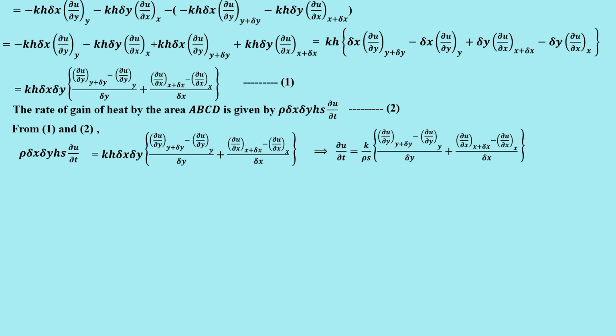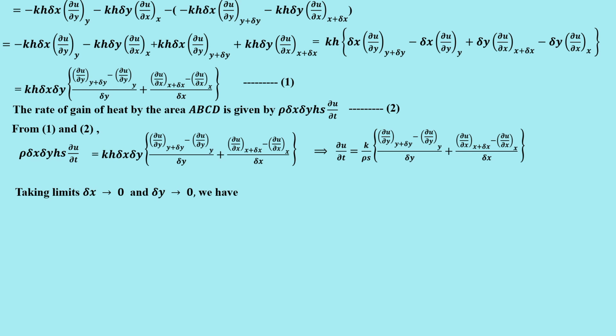So ∂u/∂t is equal to, we are cancelling h del x del y, right? So remaining on the right hand side, you are having rho and s. So we are bringing that to the right side, so it will go to the denominator. But in the right hand side numerator, you are having k. So k by rho s into ∂u/∂y at y plus del y minus ∂u/∂y at y whole divided by del y, plus ∂u/∂x at x plus del x minus ∂u/∂x at x whole divided by del x.